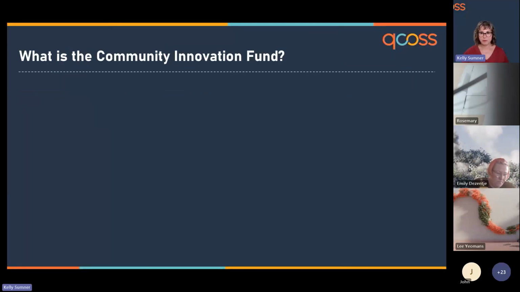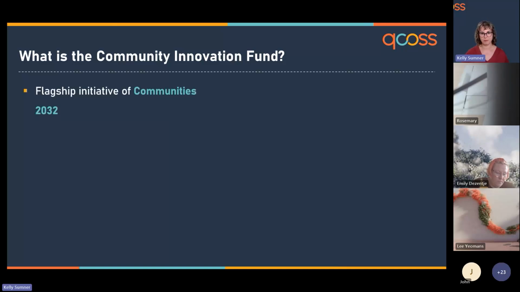So just a little bit about our example fund, the Community Innovation Fund or CIF. So Community Innovation Fund is a Queensland Government grant, like many of the grants that you'll probably be applying for or are interested in applying for.